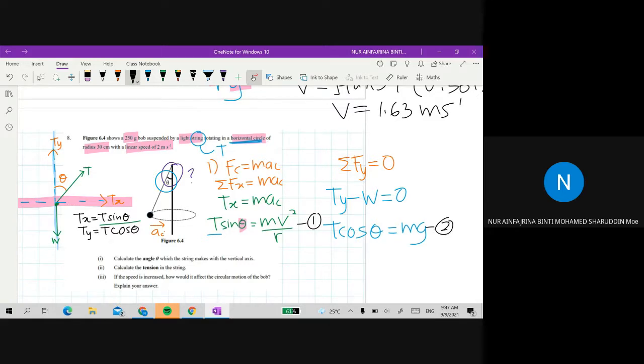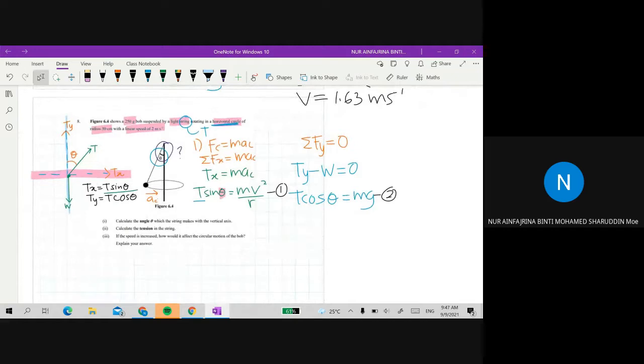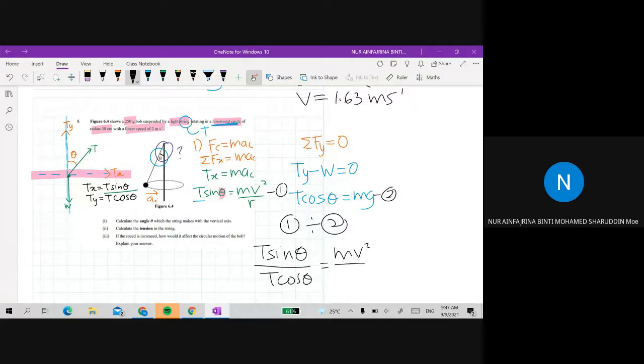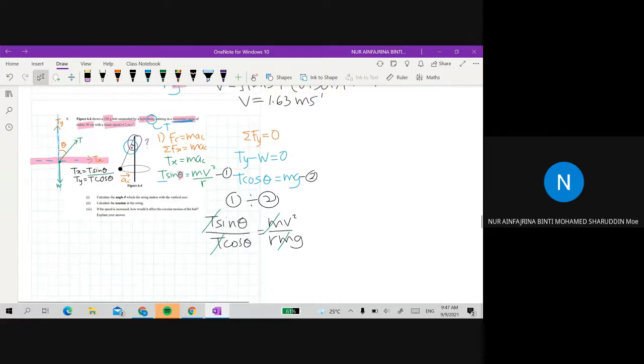Same, for the second equation, we do not know our tension. Therefore, kita tak boleh cari angle kita lagi. Nak tak nak, awak kena ambil juga the first equation bahagi dengan the second equation. So, T sin theta divided by T cos theta equals to mv squared over rmg. So now we can cancel the same. Okay, what is the same? Above and below. Tension and tension, mass and mass. So when you cancel, you akan dapat tangent theta equals to V squared over RG.